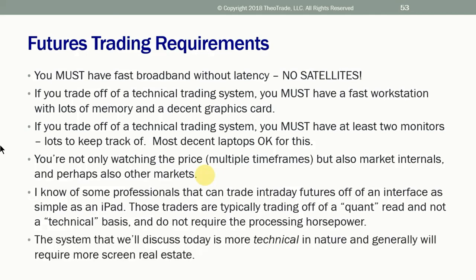But if you're using a technical trading system, you're using charts to make decisions, it's almost as tough as running a video game on your video card. So the system that we'll discuss today is more technical in nature and generally will require more screen real estate.